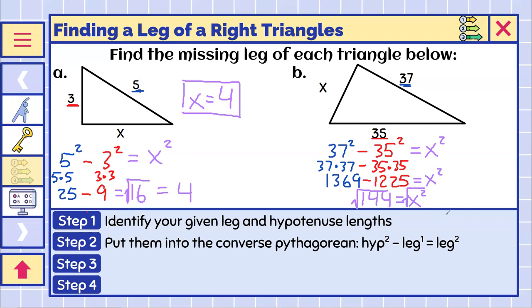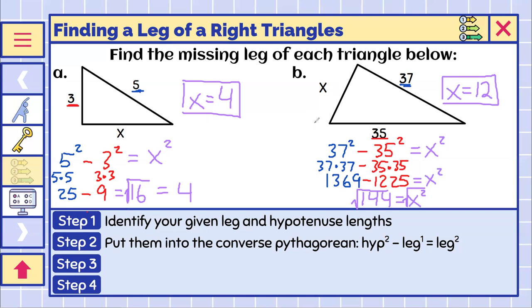Again, I could try to figure it out, or I could use the root on my calculator. So I'm going to go to my root symbol on my calculator. I'm going to put 144. I get 12, which, yeah, that makes sense. 12 times 12 is 144. That means that x is 12. And those are my two legs found.